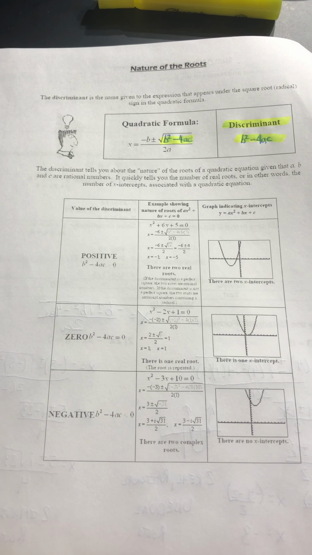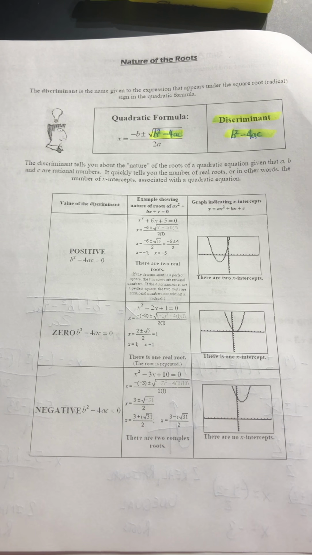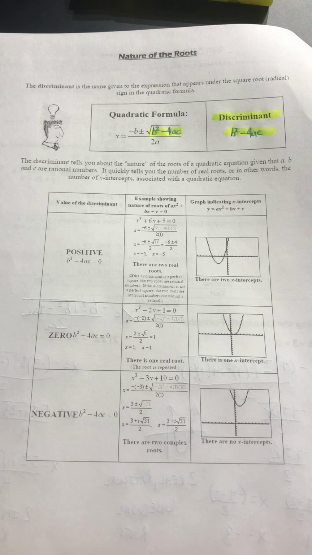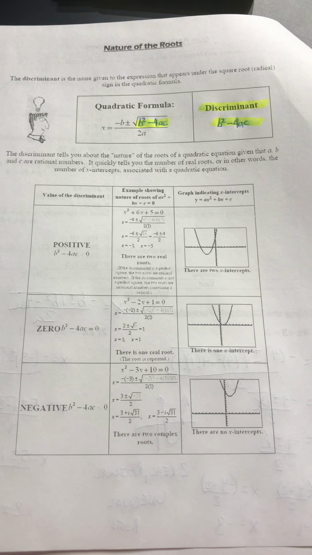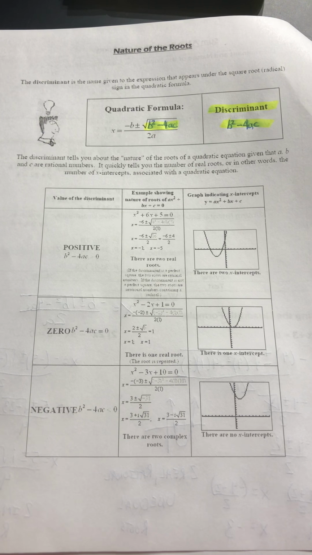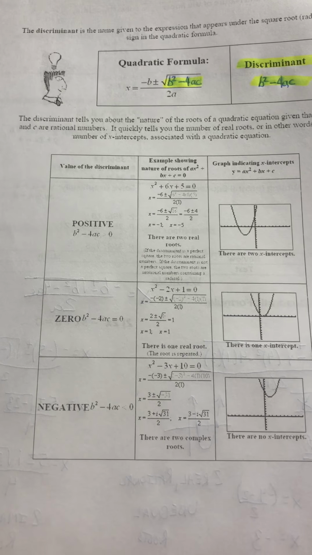Continuing with the day one nature of the roots unit, as I talked about, we're going to talk about the discriminant. The discriminant is just what's underneath the radical for the quadratic formula. All right, if you take a look, I've highlighted it. It's b squared minus 4ac. Below here, you'll be able to see a few examples.